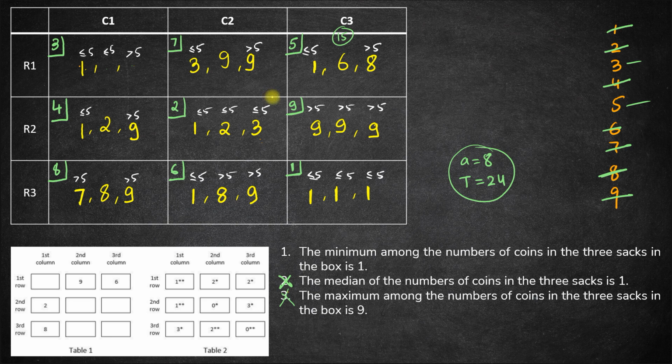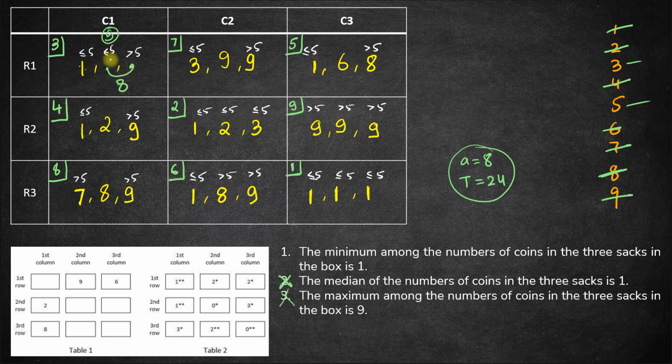Okay? And finally, over here, the total here must be 3 into 3, 9. So the total number of coins must be 9, out of which 1 is already over here. So the sum of these two must be 8.